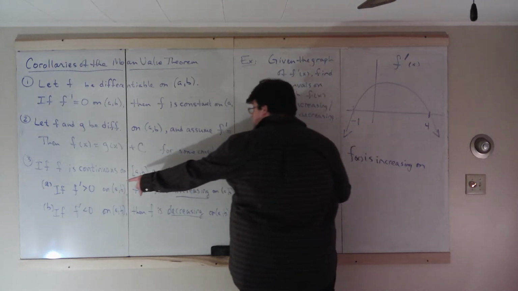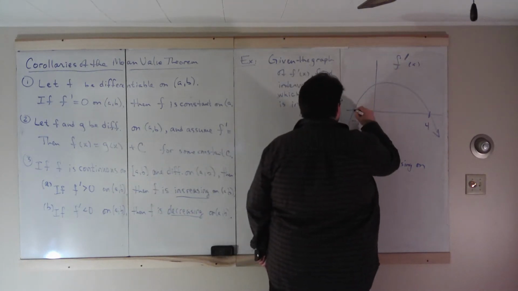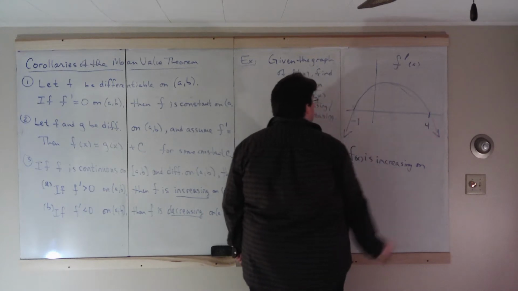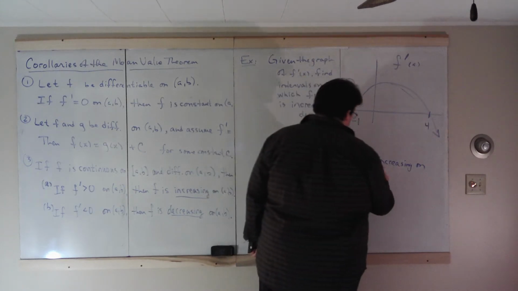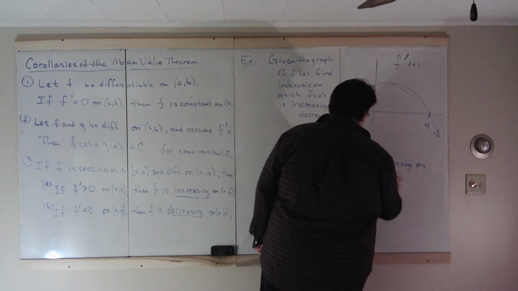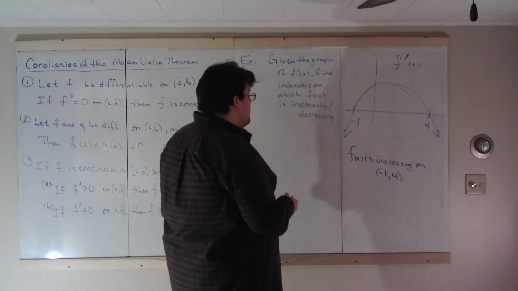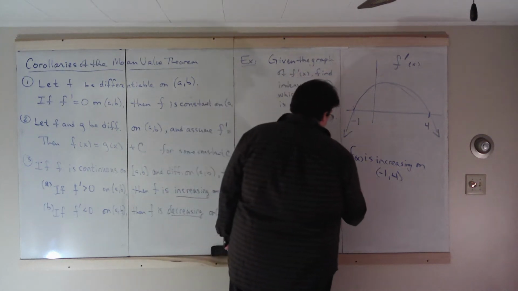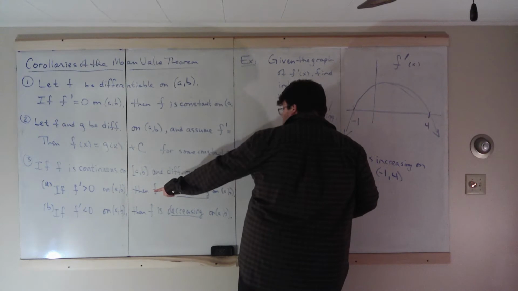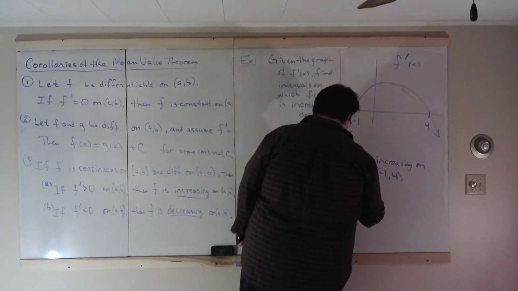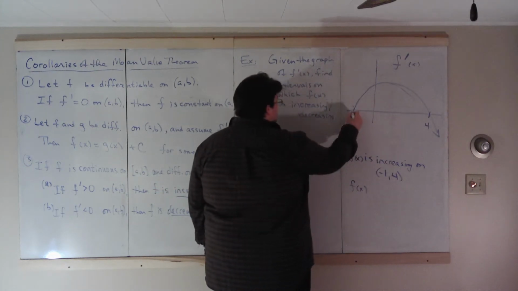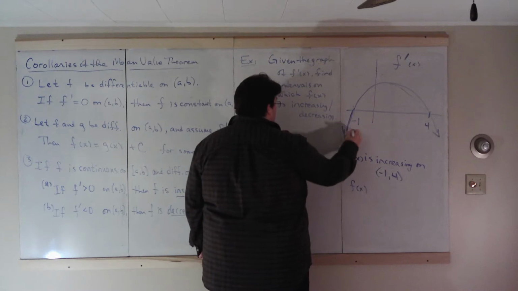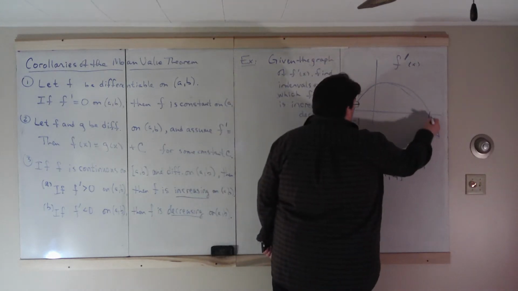It's increasing where the derivative is positive. Here's f prime of x. It's positive from -1 to 4. And that's the only spot where it's positive. The second part says if f prime is negative, then f is decreasing. Where's f prime negative? Well, it's negative over here, and it's negative over here.